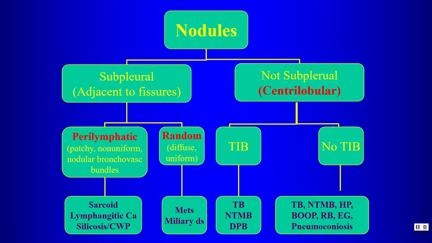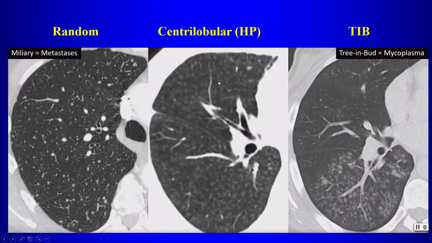Now, if they are touching the pleural surfaces, we need to decide, are they perilymphatic or random? If they are perilymphatic, then sarcoid and lymphangitic carcinomatosis are the first things that come to mind, although occasionally silicosis and coal workers pneumoconiosis can do it. And if it's a random distribution of nodules, we think of hematogenous dissemination like metastatic disease and miliary disease, miliary infection.